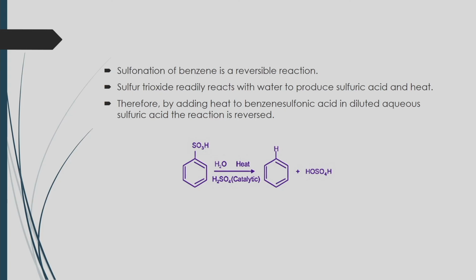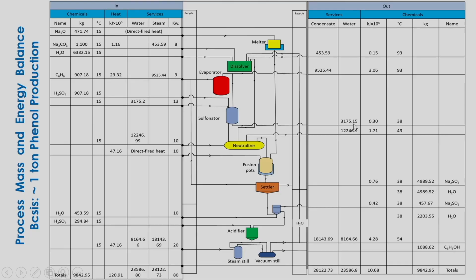Therefore, by adding heat to benzene sulfonic acid in diluted aqueous sulfuric acid, the reaction will be reversed. So, this is your reversed reaction. Now, in this slide the whole material balance and energy balance is shown.